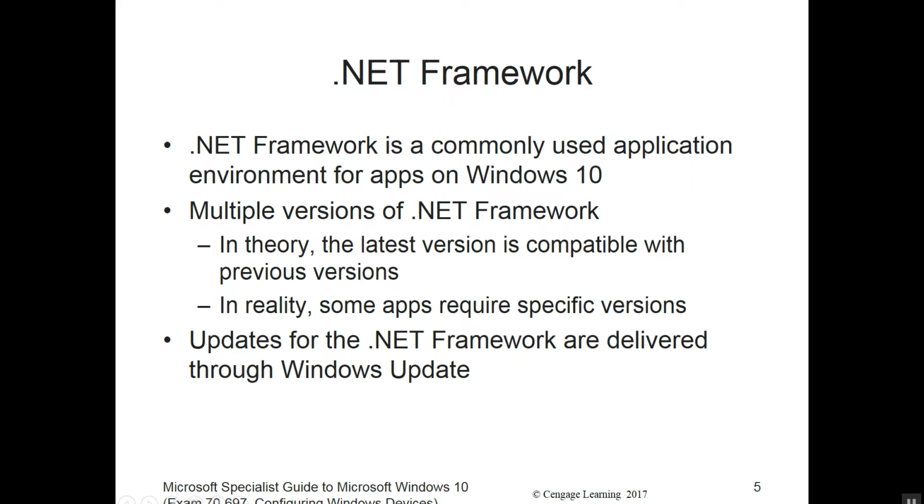Now, the .NET framework is a commonly used application environment for applications on Windows 10. There are multiple versions of the .NET framework. In theory, the latest version is compatible with previous versions. In reality, some apps require specific versions. Updates for the .NET framework are delivered through Windows Update. It's a layer of functionality that exists within Windows. The operating system utilizes that framework as well as the applications using that framework.